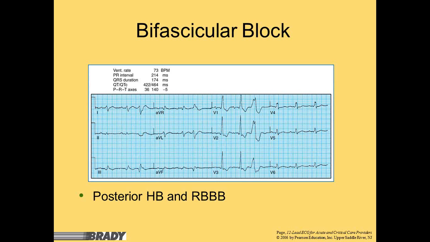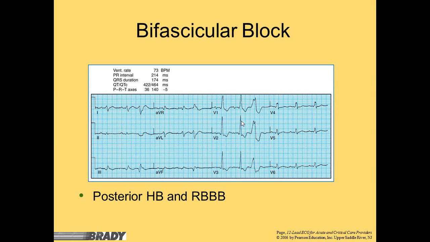So between 90 and 180 is our posterior hemiblock range. This fits that posterior hemiblock perfectly. But we've got some wide QRS as you look in lead V2 and V1. We see this rabbit ear notch.